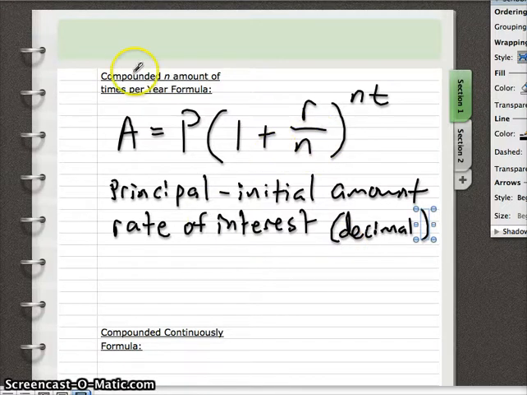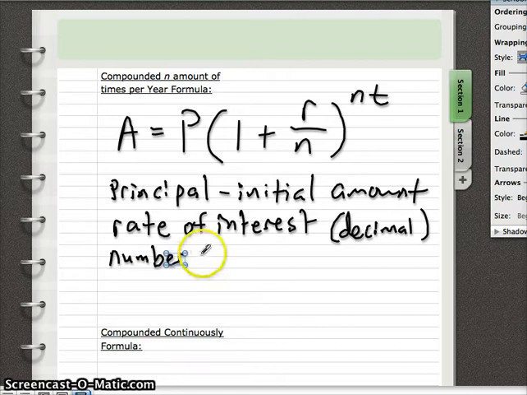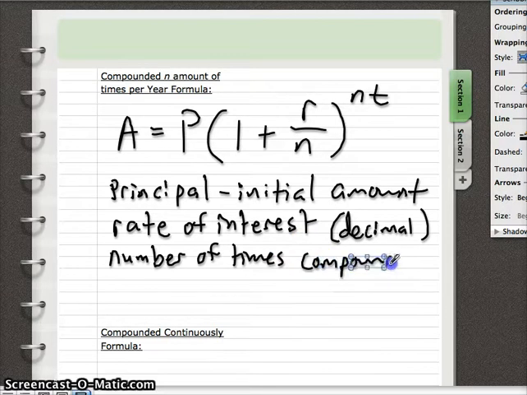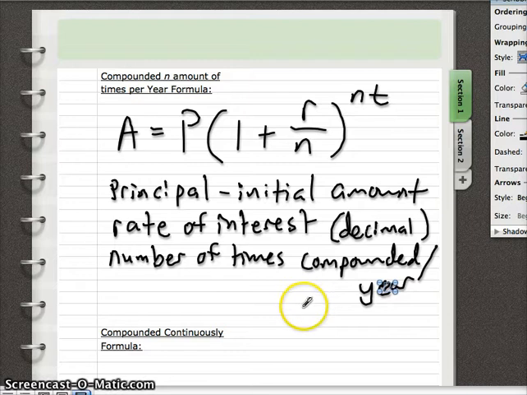N is going to represent this thing called the compound amount. So N represents the number of times your initial amount is compounded. So the number of times it gets compounded per year, and that's important. So we can have a few examples. Annually would be the easiest one. So if something is compounded annually, it only happens once per year. So compounded once per year.